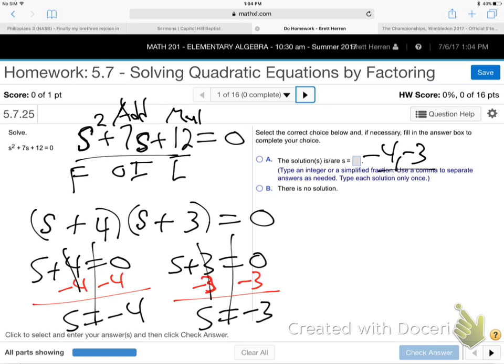So they want 2 answers, negative 4, negative 3. They want them with a comma. Doesn't matter what order. You don't need parentheses. It's not a graphing thing. It's just give the 2 answers with a comma. Any order doesn't matter. The answers are negative 4 and negative 3.